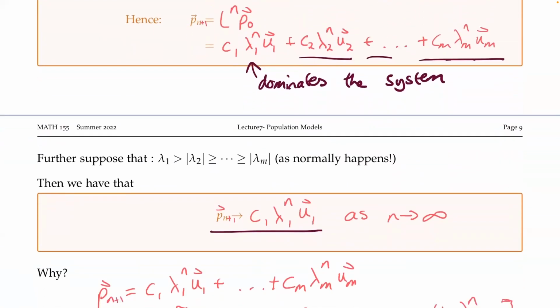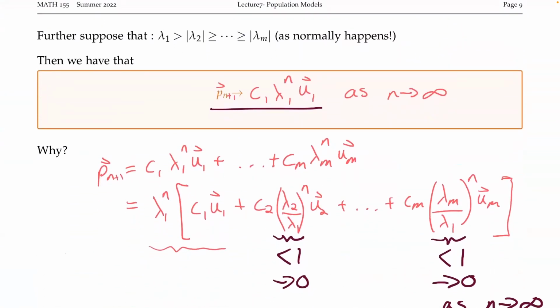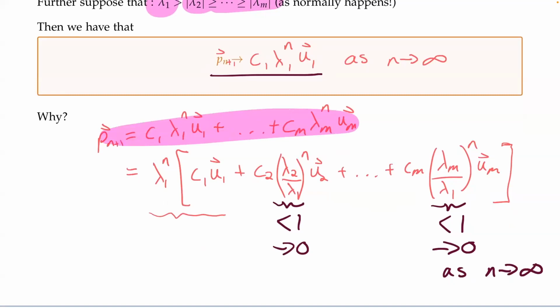Then let's think about if lambda 1 is our biggest eigenvalue, so it's dominant in this system. That means lambda 1 is greater than the absolute value of all of our other eigenvalues. If this is our solution, we can take out a factor of lambda 1 to the power of n and put it out the front. That's all that's going on in this next line. That gets rid of it in this first term, and then we have to divide through all of the other terms.